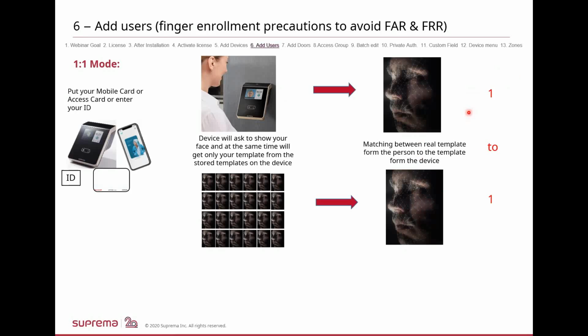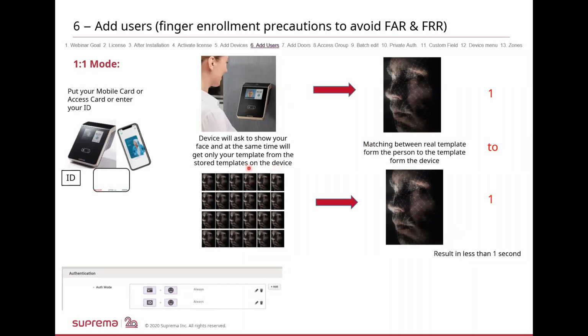And this is where the name one-to-one comes from. So, quickly, you identify yourself by one of those methods: mobile card, access card, or ID. The device in the background is going to search within all the templates stored on it for your template. At the same time, it is asking you to put your face, and then your live template will be there to do the matching. And please don't forget that this is still under 1 second after you show your face.